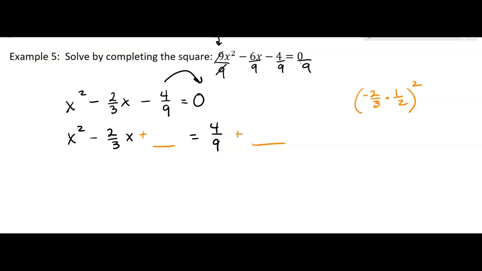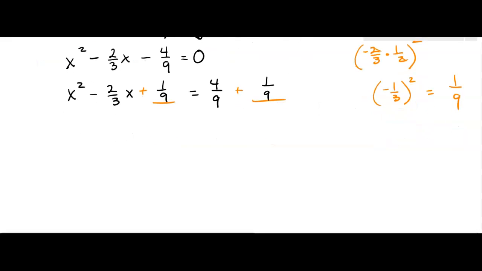Well, I get to cancel those 2s, right? So I get negative 1/3 squared, which is 1/9. Okay, that is the magic number then. I'm going to put in a 1/9 here, and I'm going to put a 1/9 here. That's what I'm adding to both sides. You don't have to draw the blanks if you don't want to, if that's throwing you.